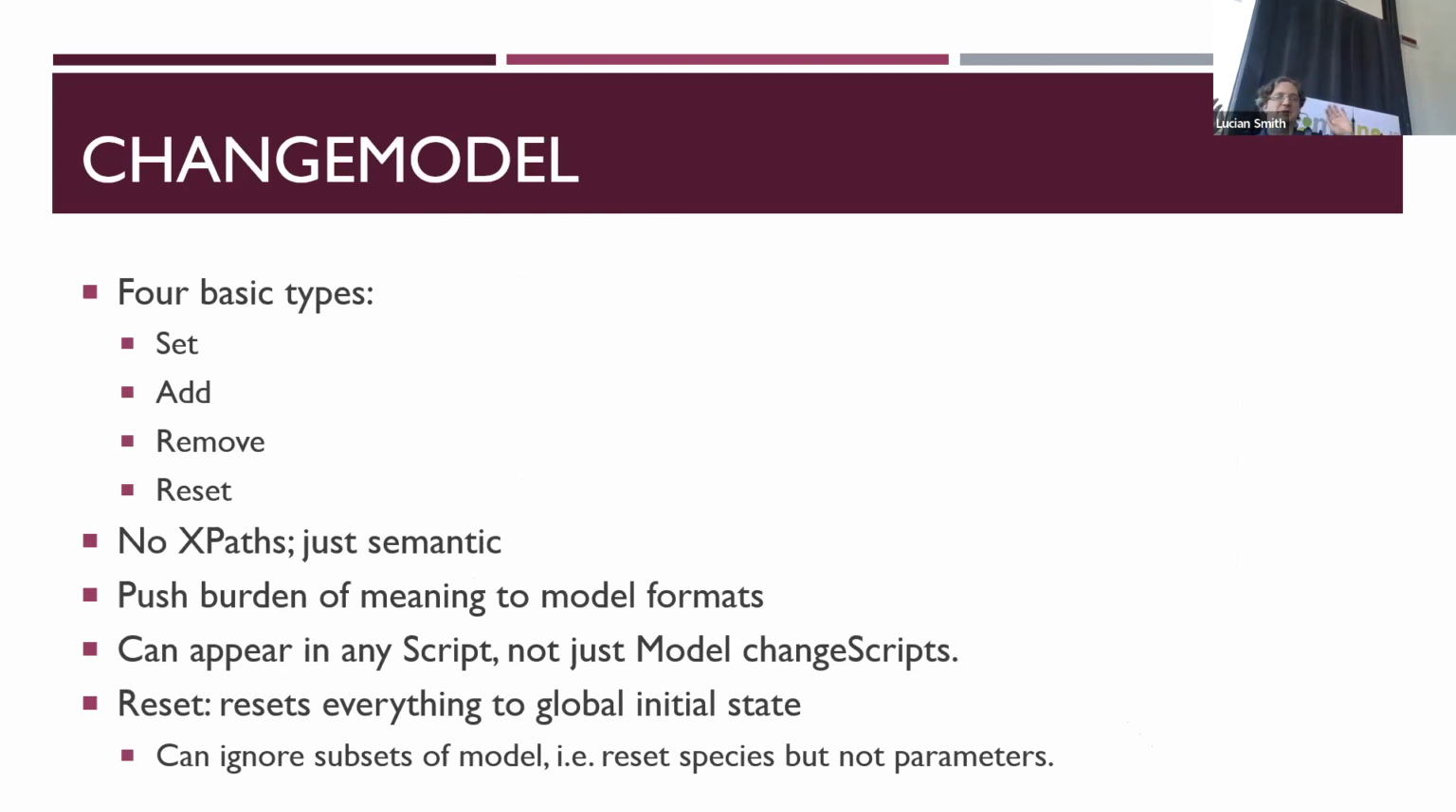So saying that there's no XPaths and it's just semantic, I'm pushing the burden of that meaning onto the model formats. So each model format would have to say what a given string means to that format. And I'll talk a little bit more about that in a bit. And these changes, again, can appear in any script, not just the model change script. So I can load a model and change things in it immediately, and then that's used everywhere. Or in an actual workflow script, I can change a thing and reset it or anything else like that.